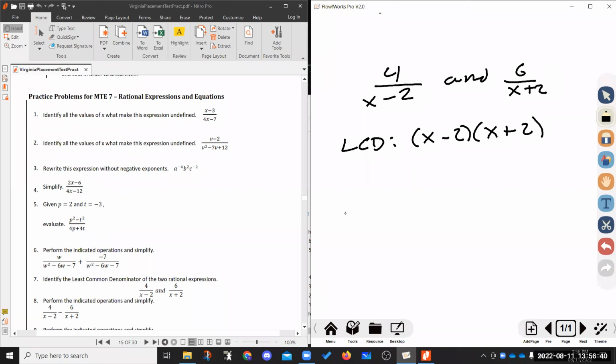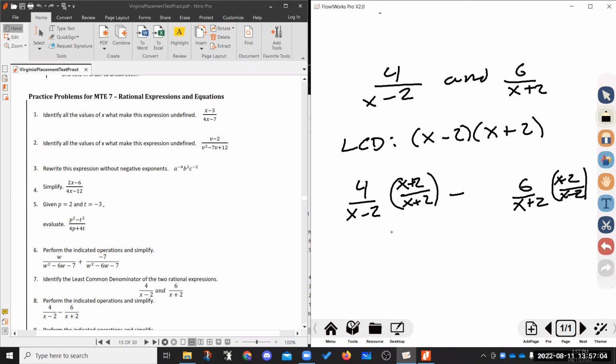In fact, they're going to ask us to subtract those fractions now that we've found that common denominator. So I'm going to leave some space between them so I can write what my unit fraction is that I have to multiply by. In this case, I have to multiply by x plus 2 over x plus 2. In this case, it's x minus 2 over x minus 2. So this is going to be a common denominator of x minus 2 times x plus 2.